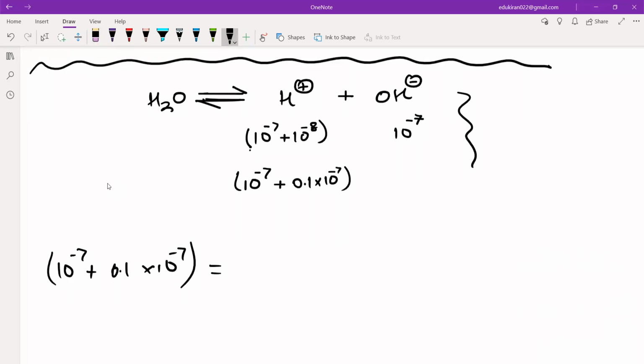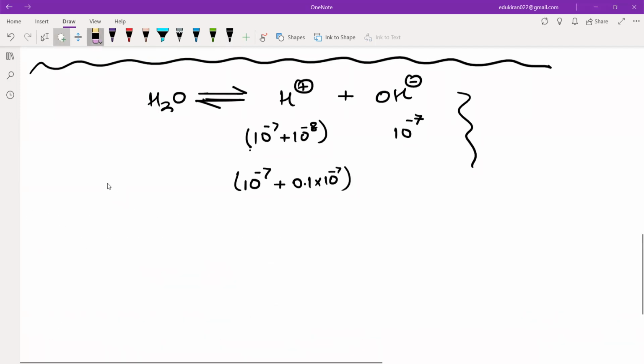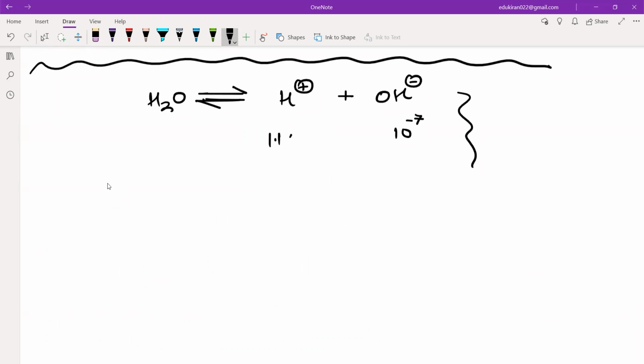So 10 to the power minus 7 will be common. So 1 plus 0.1 into 10 to the power minus 7 will be equal to 1.1 into 10 to the power minus 7. Correct? Right? Yes or no? Yes, sir. Okay, so I'm just erasing this and writing directly: the concentration of H plus is 1.1 into 10 to the power minus 7.